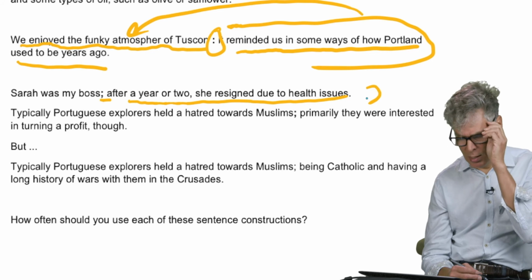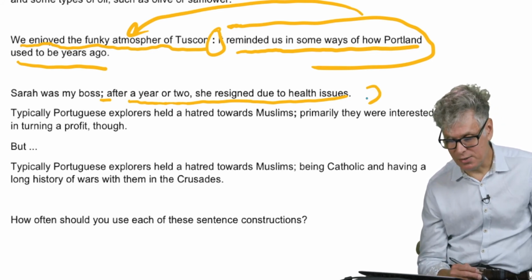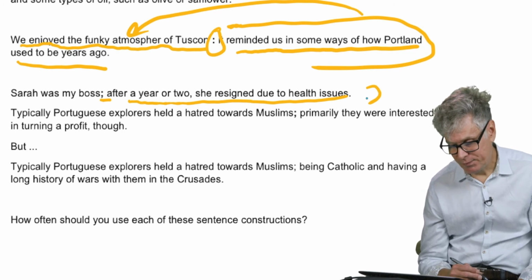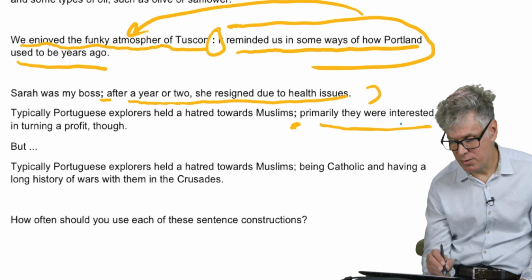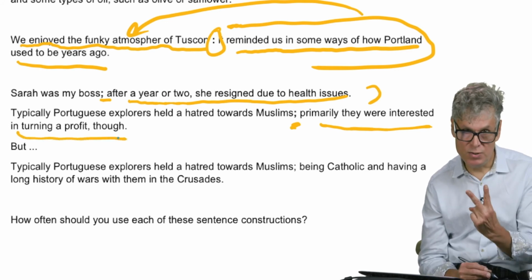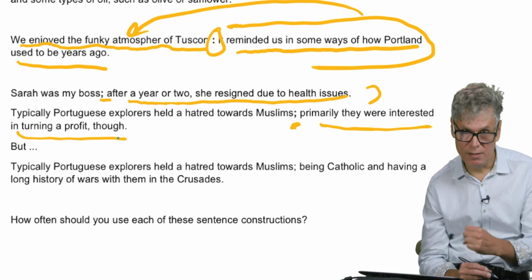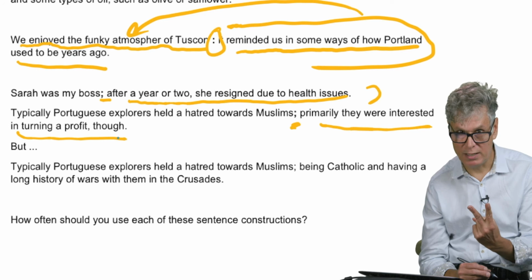Okay. Now, I gave you sort of a fancy, like, Writing 122 example after that. Typically, Portuguese explorers held a hatred towards Muslims; primarily, they were interested in turning a profit, though. I'm telling you two things about the Portuguese when they went into Asia. I'm telling you they didn't like Muslims, and I'm telling you they were interested in the profit.